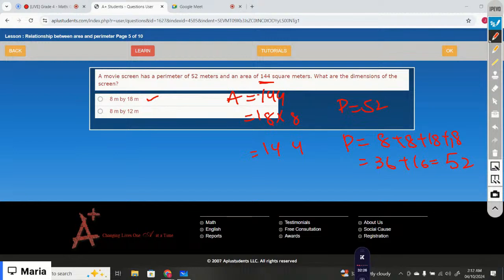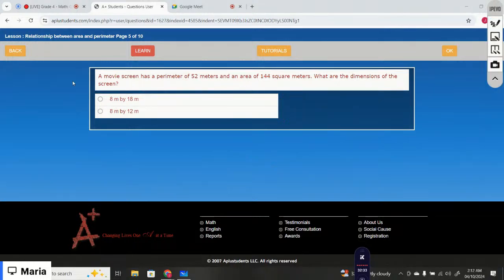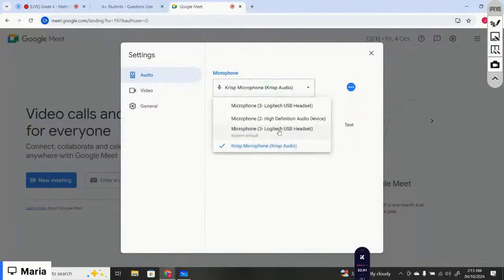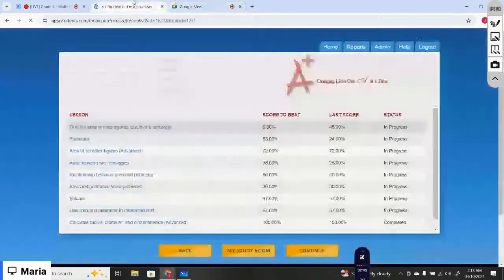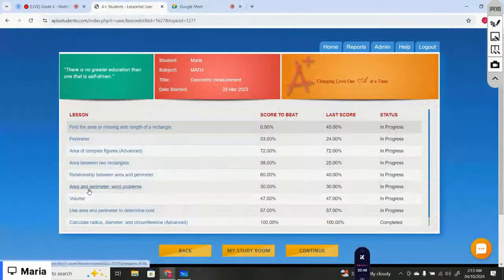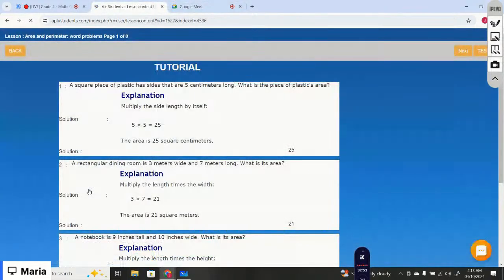Okay, so you can complete the lesson by yourself later today. Let me just move on to the next lesson. Okay, the next lesson is area and perimeter word problems. So let's just start with the lesson.